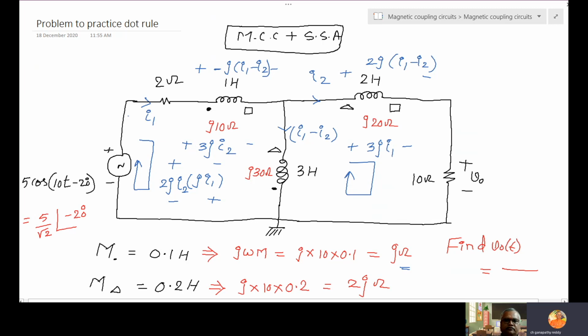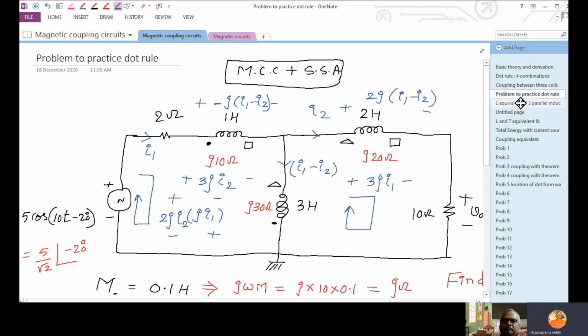So 6 times we are using dot rule. Entering at dot, entering at dot is plus, entering at dot, entering at undotted is minus, and so on. So 6 places we use the dot sign convention, or dot rule. So that's why this is the best problem to understand dot rule. Take next problem.